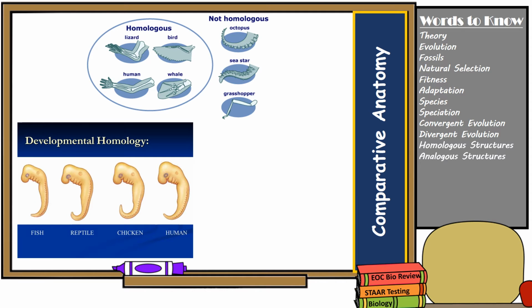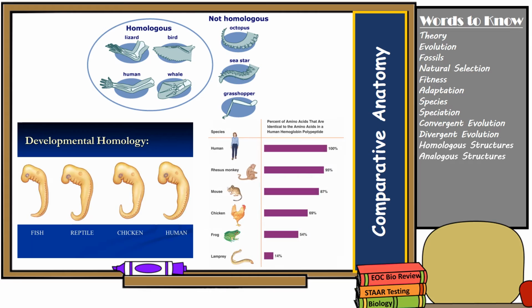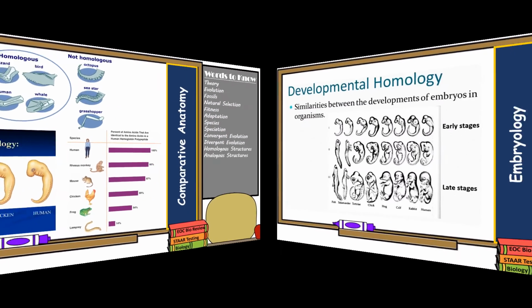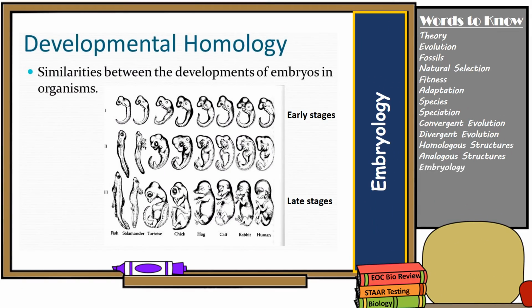also referred to as embryology, and molecular homologies. Embryology is the study of embryo development. Now, scientists have realized that embryos of different vertebrates look alike in early stages, giving the superficial appearance of a relationship.